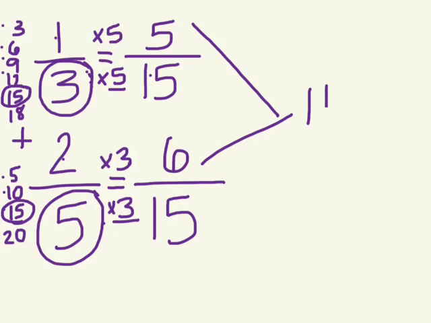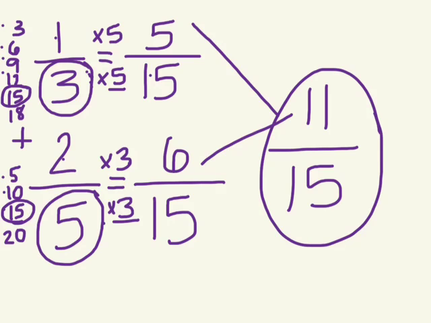5 plus 6 is 11. And it's out of 15 pieces. There are no common factors between 11 and 15, so this is my final answer. I can't reduce it. 11 out of 15 is my final answer. Make sure you have this recorded in Guided Practice 1.